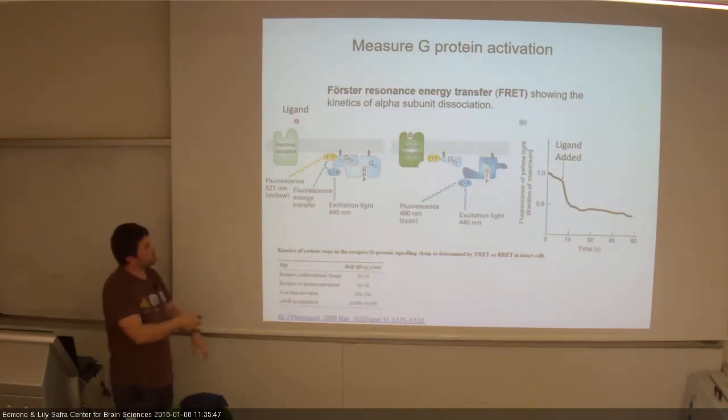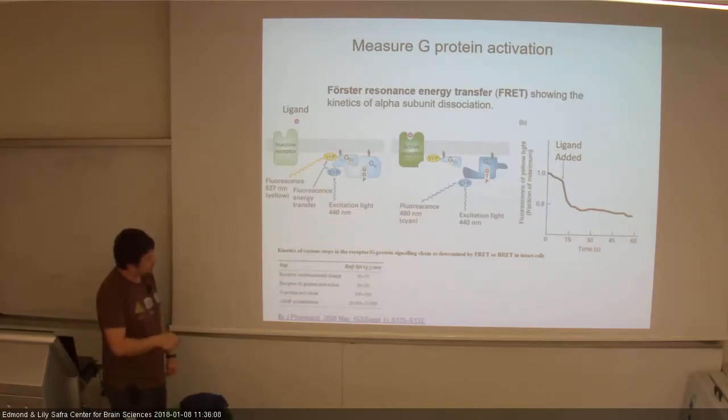And you can do the same thing not only for the G alpha and G beta subunit, but you can also do it, for example, by putting the YFP on the active receptor and the CFP on the G alpha, and then measure how long it takes for the G alpha to associate with an active receptor, and so on and so forth. And from that, we got the kinetics of the G protein pathway.